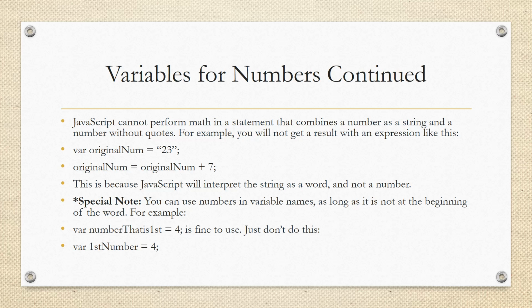You can use numbers in variable names as long as it is not at the beginning of the word. So for example, var number that is first equals 4 is fine. Just don't do var first number equals 4, just because it's kind of like accidentally putting a number in a string form. It's going to think that it's a word, and it's not going to work properly. Putting a number in a variable before using a letter is going to confuse it just as much. So just remember not to do that.